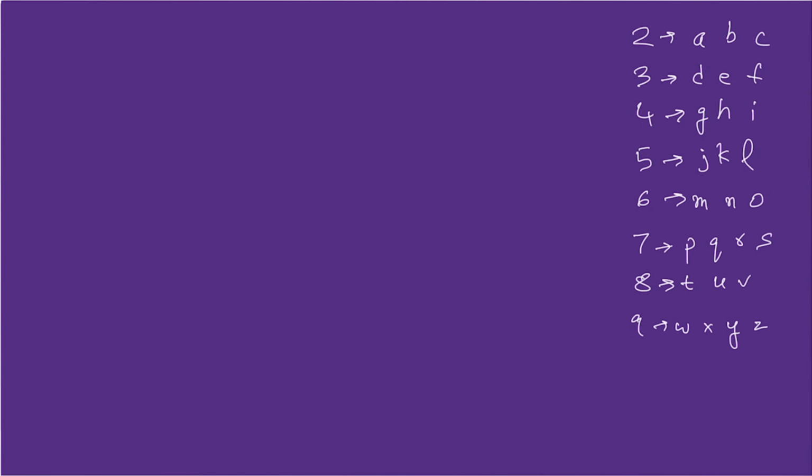On the right here, we have the digits and the corresponding characters that are possible for each digit. For example, for digit 2, the possible characters are A, B, C. For 3, it's D, E, F, and so on. Let's start with the simplest input, where the string has only one digit, let's say digit 2. For 2, we have 3 characters, A, B, and C, and that's the only possible combination, so this becomes our answer.